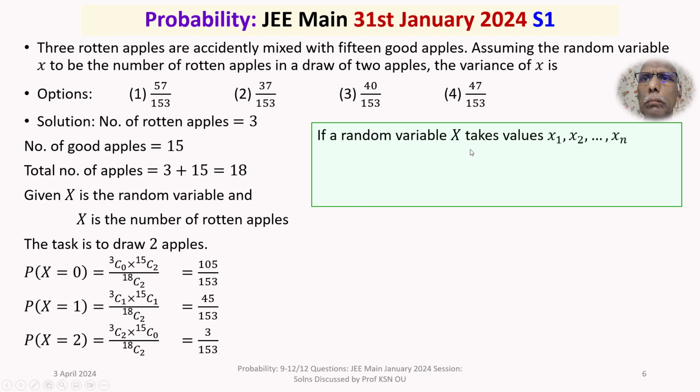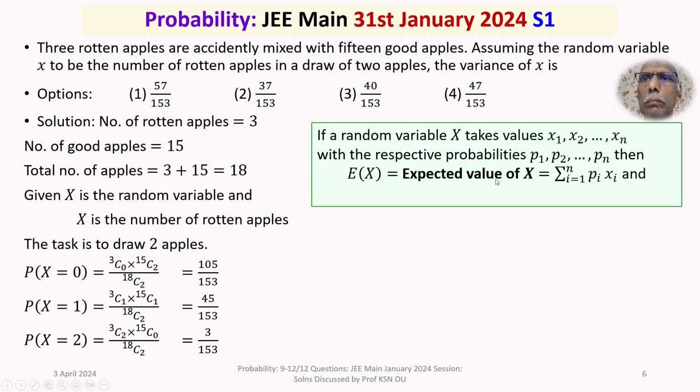Now recall some of the results. If a random variable capital X takes the values x1, x2, up to xn with the respective probabilities p1, p2, up to pn, then E of X is called the expected value of X, and that is given as sigma i is equal to 1 to n of pi xi, the product of the respective probabilities and the values. And the expected value of X square is given as sigma i is equal to 1 to n of pi xi square.